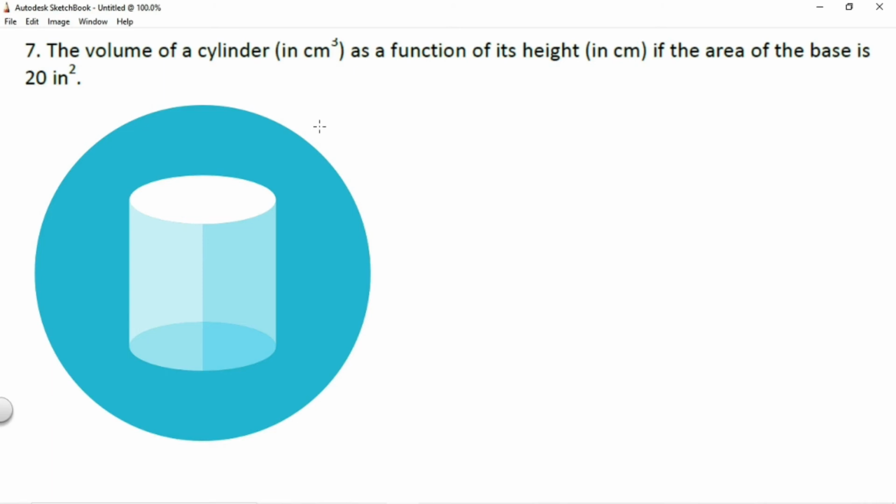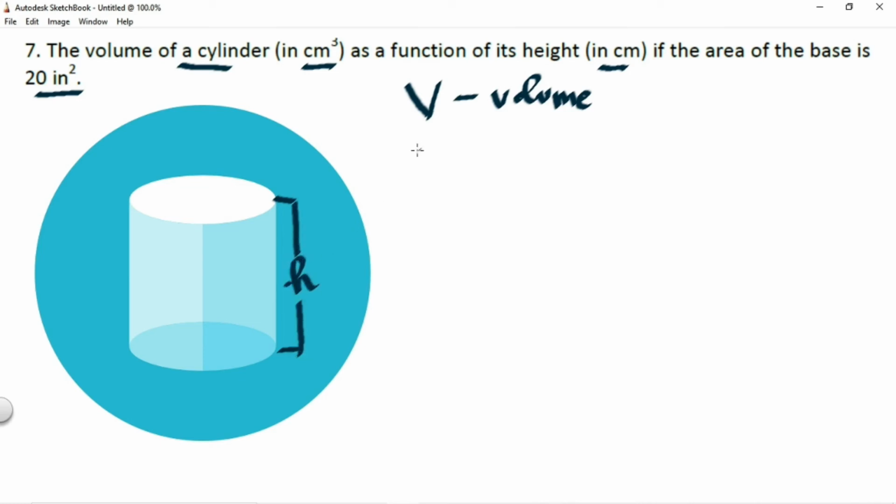For number 7, the volume of a cylinder in centimeters cube, please take note of this, as a function of its height, which is in centimeters, if the area of the base is 20 inch raised to 2. We are going to represent volume as capital letter V. This will be our volume. And the height of the cylinder, we are going to represent as small letter h. So this will be our height.